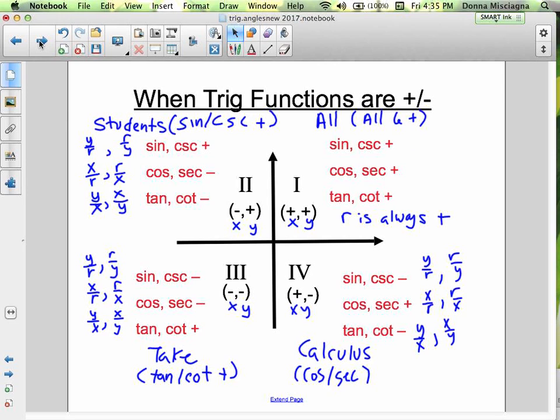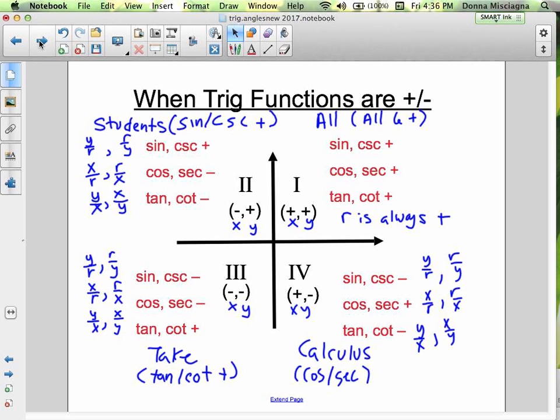In the third quadrant, the only two positive ones are the ones that use both negatives, so the two negatives cancel out, and that is tangent and cotangent. Tangent is the principal trig function there, and it starts with T: all students take. And then in the fourth quadrant, y is negative, so anybody that uses y is going to be negative. The only two that don't use y are cosine and secant, so they're positive, and cosine, the principal trig function, starts with C. So calculus starts with C as well. So that's how you can remember it.